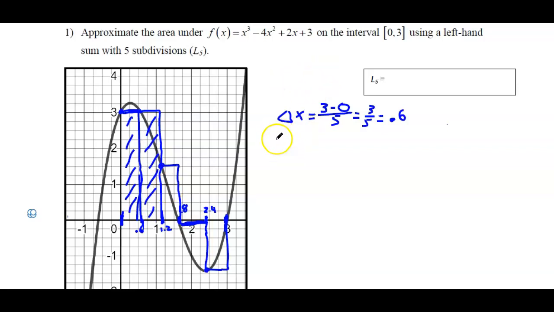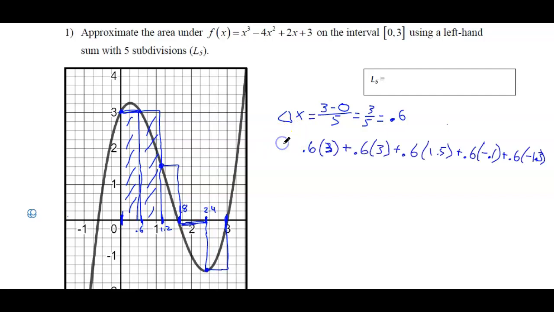So I'm going to go ahead and pause this, write it down just so it goes a little bit quicker right here. All right, so we have our sum from i equals 1 to 5 of our function times our delta x is going to equal this right here. So the 0.6, those are all my delta x's. It's all the same. The 3, that's my first function value. The next 3, the next one, the 1.5 right there. The negative 0.1 right there, and the negative 1.3 right there.